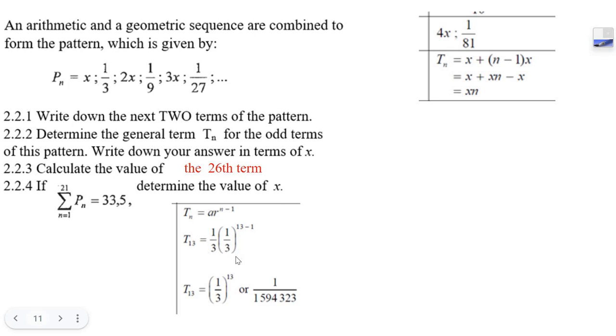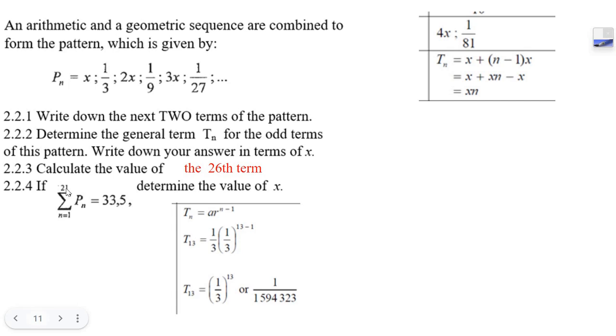T13, A times R to the 13 minus 1. That was the trick. You see, it's half of the 26 terms. And you just put that in your calculator and you get a big giant number, 1 over 1,594,323. Well, there's that one.